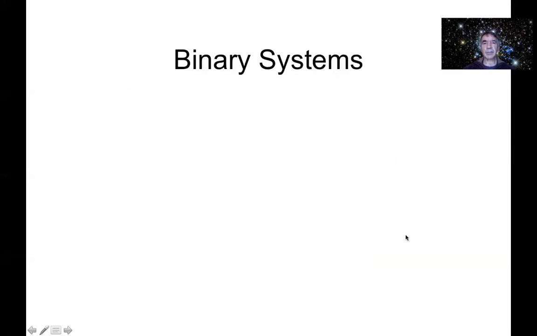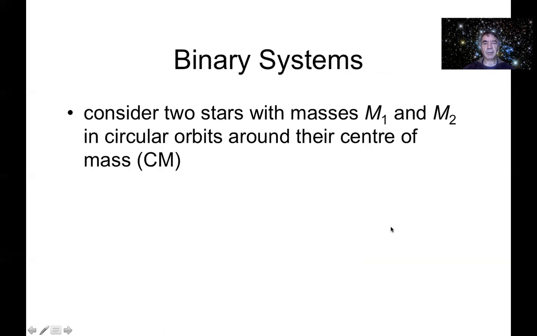Okay, so let's get on to the more mathematical bit. We're going to set up the derivation of Kepler's Law, but using the actual physics here, the forces and everything. We're going to consider two stars with masses M1 and M2. We're going to make things simple by assuming circular orbits, so that both stars are in circular orbits and both are orbiting the center of mass.